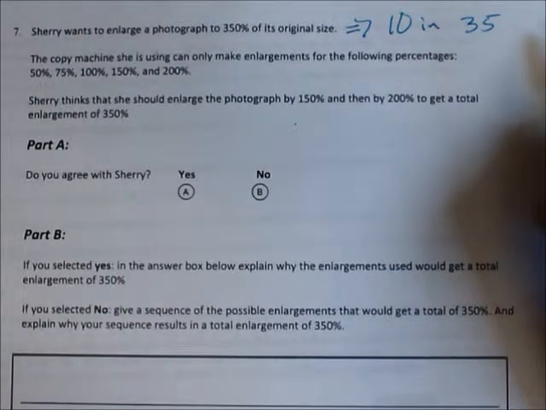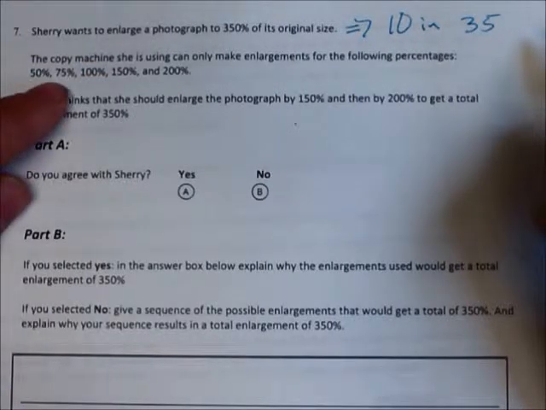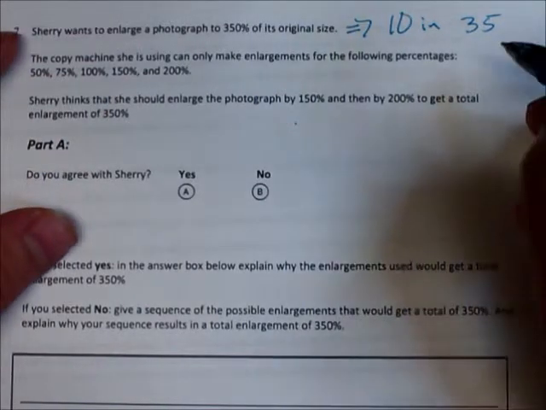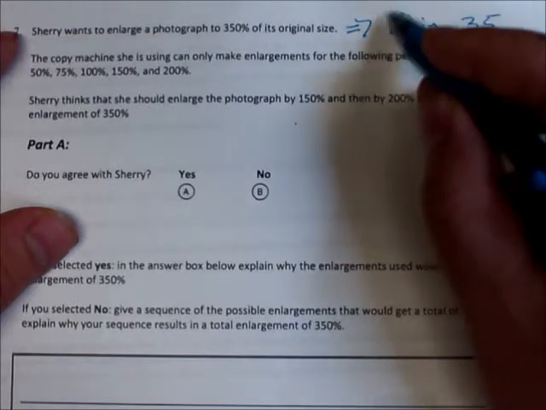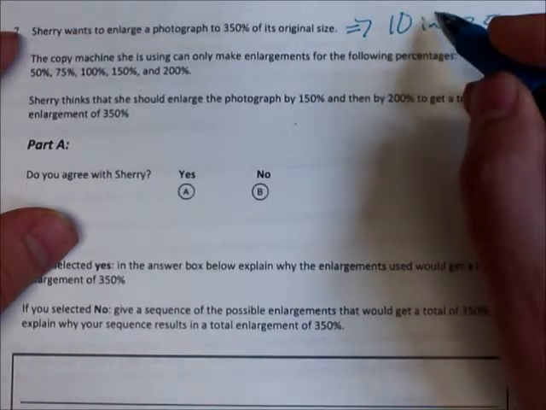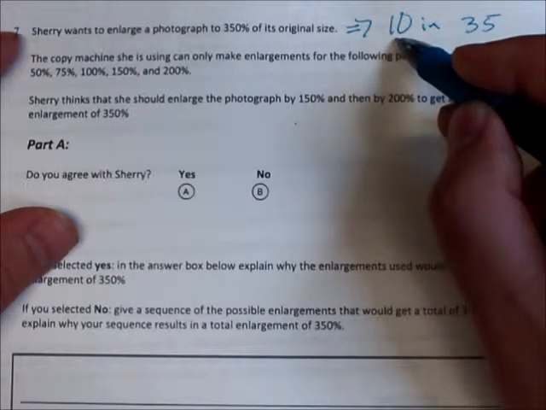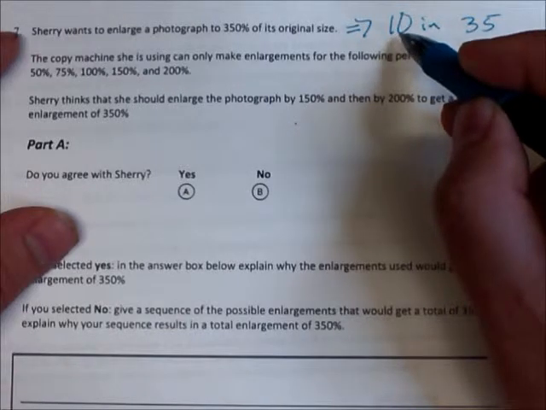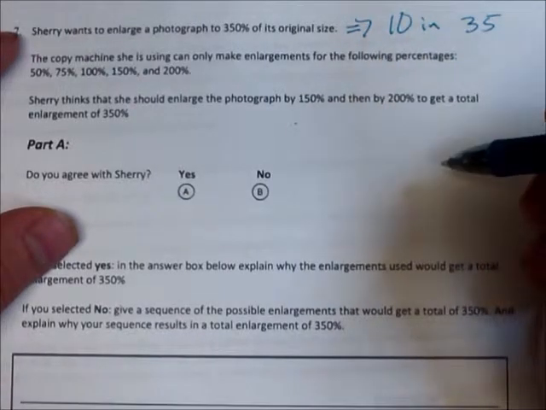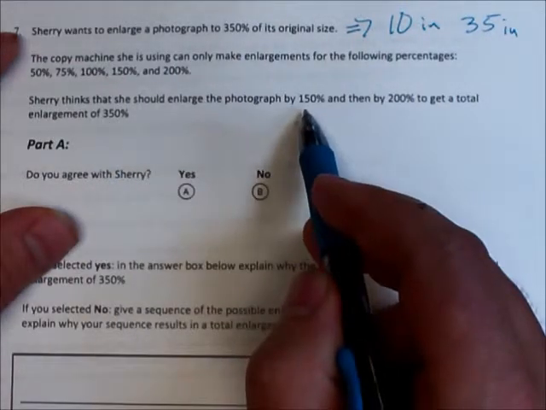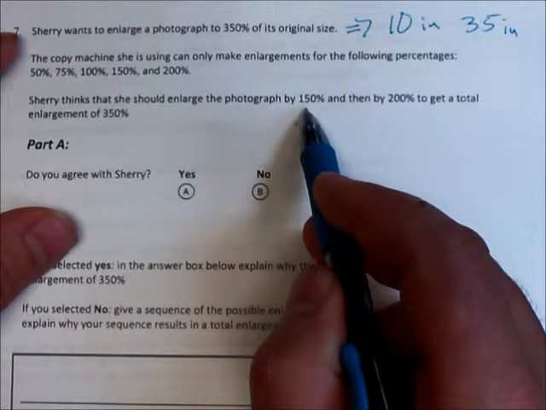So the copy machine she's using can only make enlargements for the following percentages: 50%, 75%, 100%, and so on. So if you were going to take this and enlarge it by 50%, well, half of 10 is 5. So if you enlarge this by 50%, you're going to go to 15 inches. So let's look at what would happen. Enlarge the photograph by 150%.